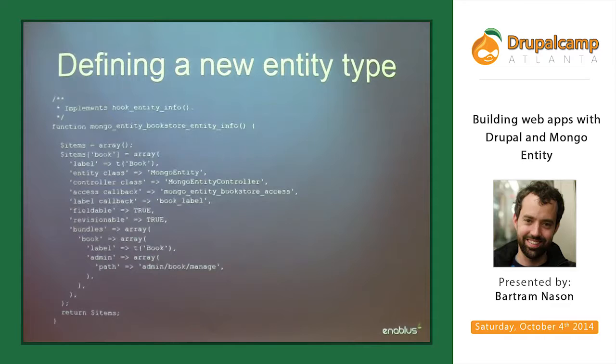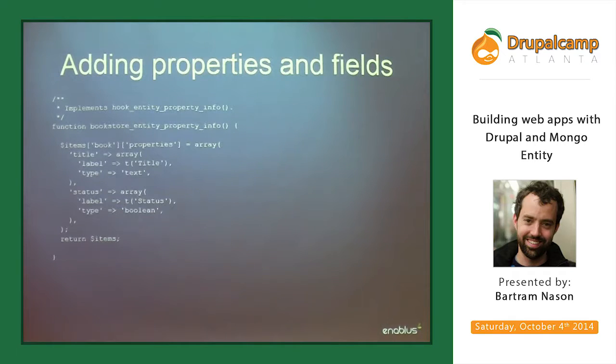So this creates your new entity type. Again, it works a lot like creating normal entities. You just change the entity class and entity controller to use the ones provided by Mongo Entity. I tried to install the modules now while we're doing this, and it requires a PHP extension for Mongo. Yeah, you can install it with PECL or PEAR. Just pecl install mongo.